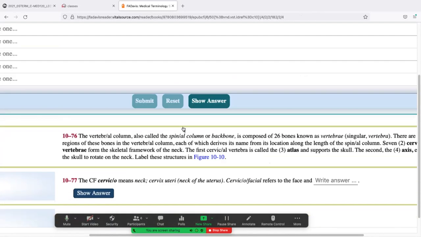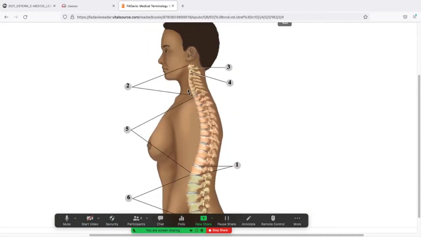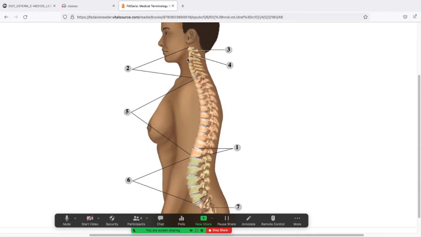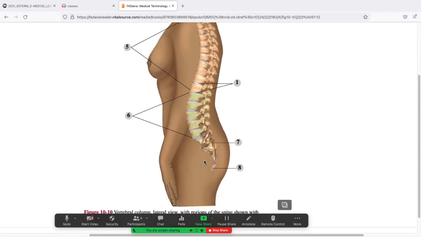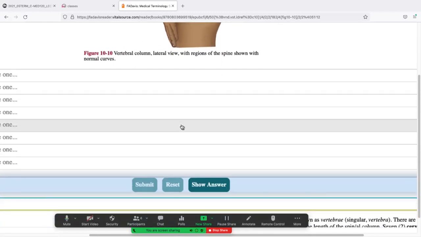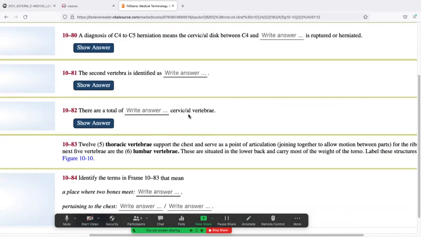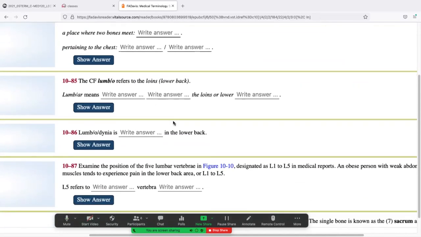Oh yeah, I forgot. The way we label all of these, we label them by numbers. So this one would be C1, C2, C3, C4, 5, 6, 7, T1 through 12, L1 through L5, and then your sacral is just, of course, one big thing. And that's how we number nerves, your spinal nerves. That's also how we number the vertebrae or the bones.